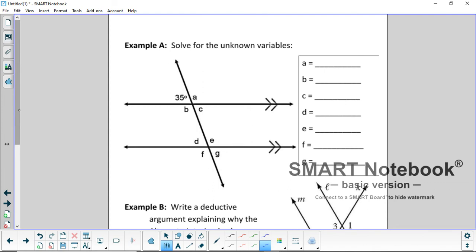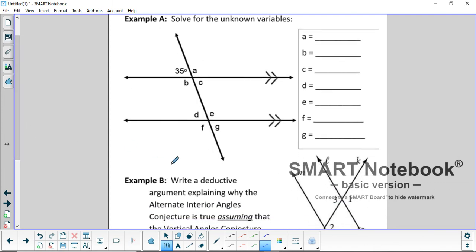All right, let's give that a try here. Solving for the unknown variables. So doing that same process, we want to make sure that we figure out, based on this 35, which angles are congruent and which angles are supplementary. So take a moment to try to figure out the measurements for A through G.